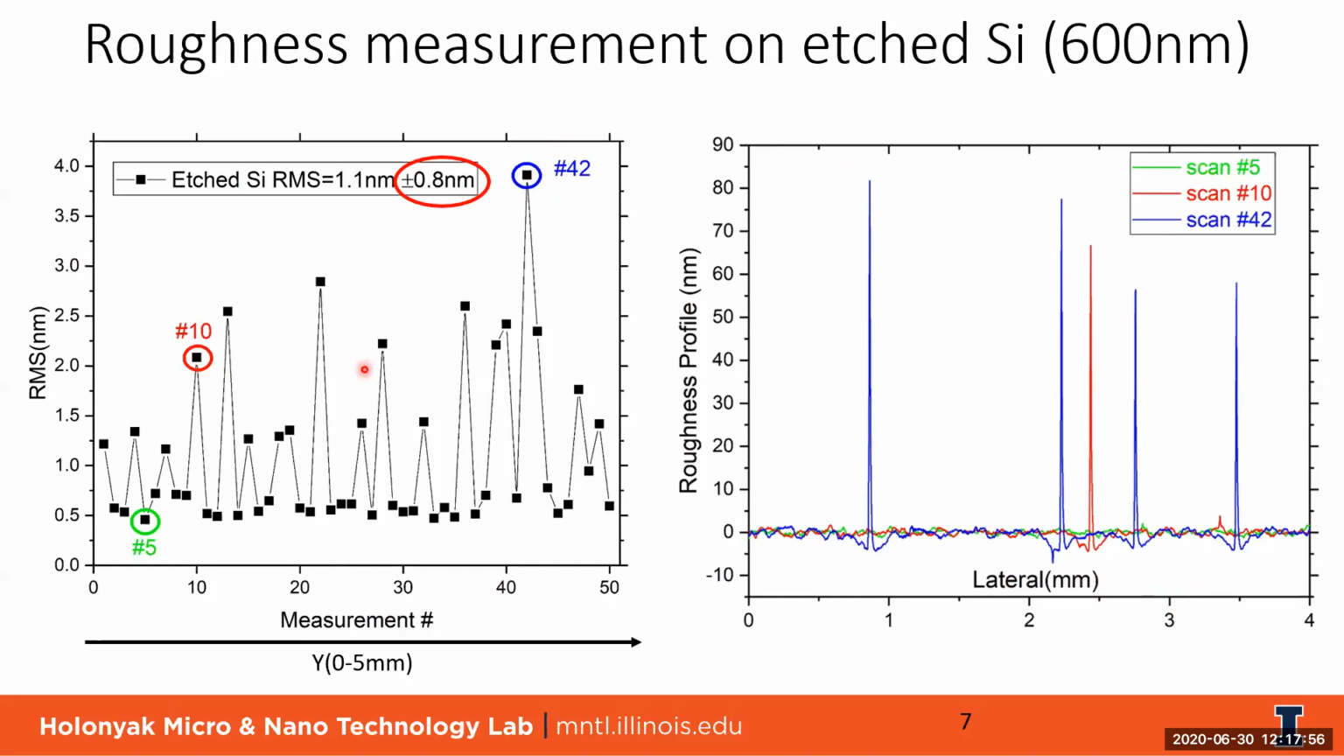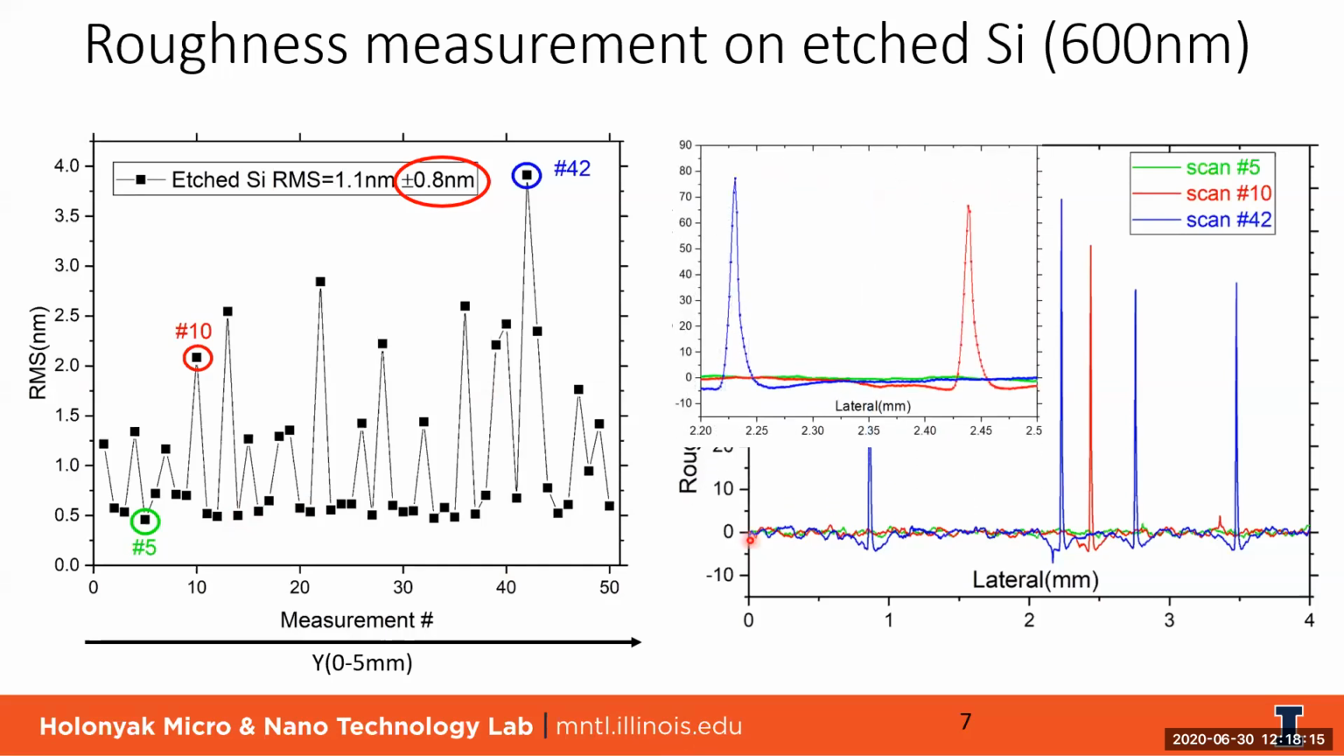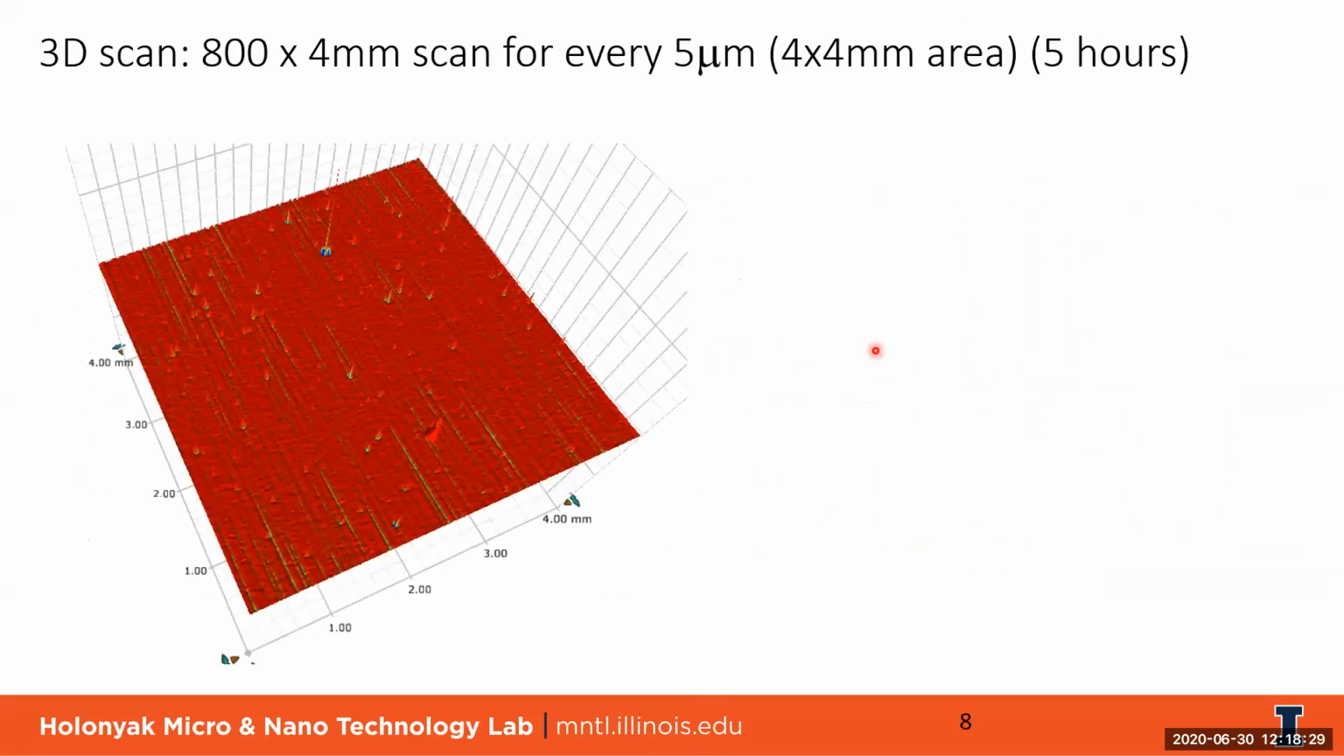Now, because of this highly non-uniform RMS as we move in the Y direction, what I try to do is, how about we do a finer scan? This one is scanned every 100 micron. Let's do a finer scan. Before that, again, I want to show you that each peak corresponds to multiple data points, and it's not just noise. So now let's look at a finer 3D scan.